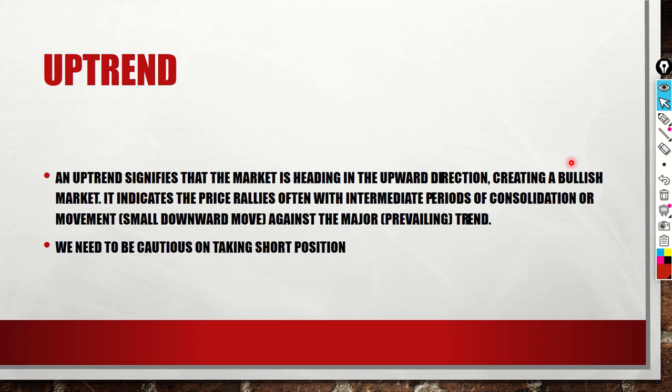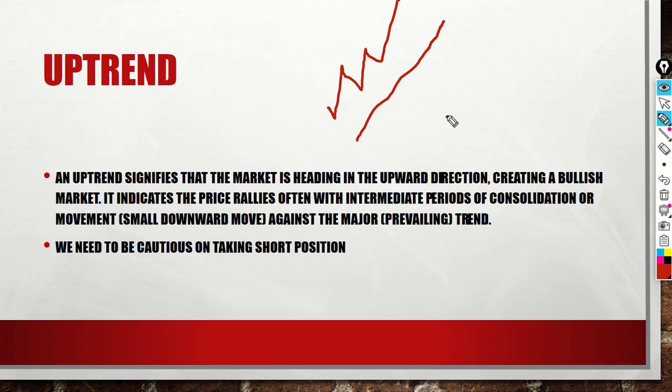Okay, so we also have an uptrend. An uptrend signifies that the market is heading in an upward direction, creating a bullish market. So this is an example of an uptrend. It indicates the price rallies, often with intermediate periods of consolidation, or small downward moves against the major prevailing trend. So an uptrend is not something straight like this.